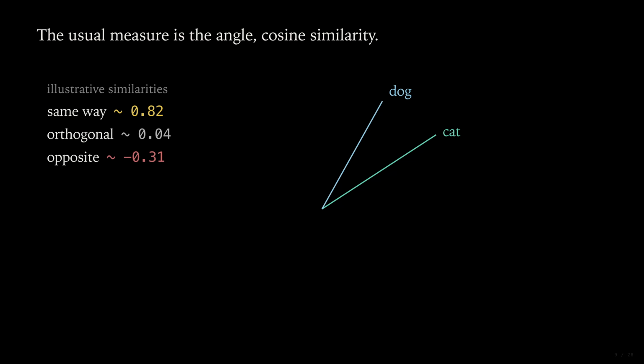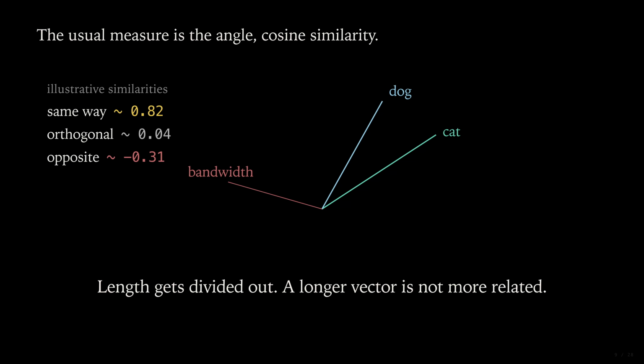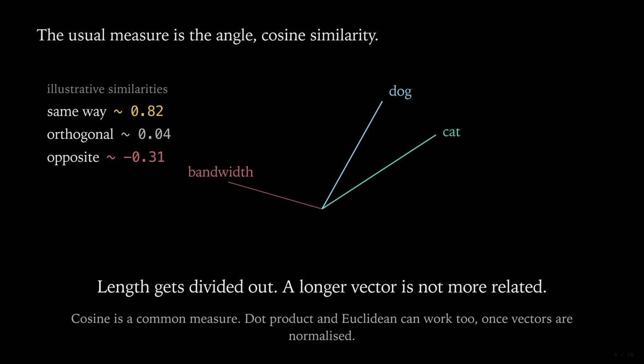The usual measure is not a ruler on a page. It is the angle between two vectors, cosine similarity. Point the same way, and you get a number near 1. Point opposite, and you get near -1. Orthogonal, near 0. Length gets divided out, so a longer vector is not automatically more related. That is why cosine similarity is one of the most common measures used for embedding search.